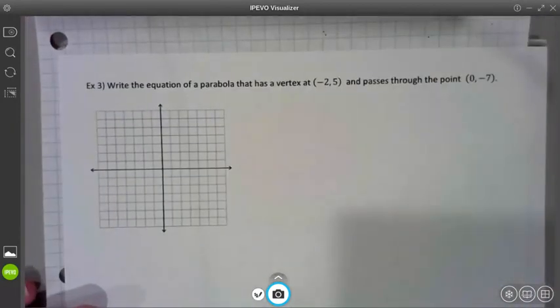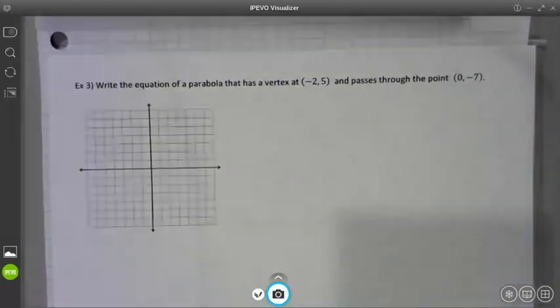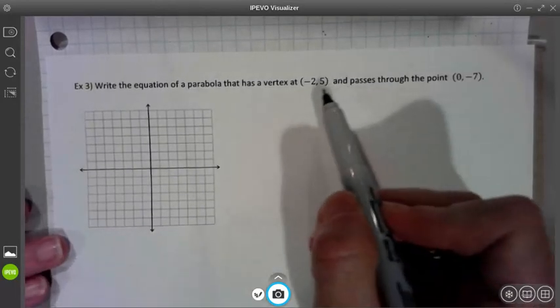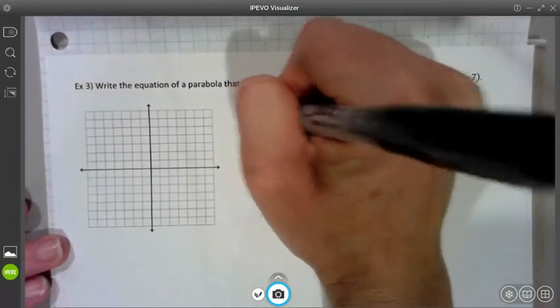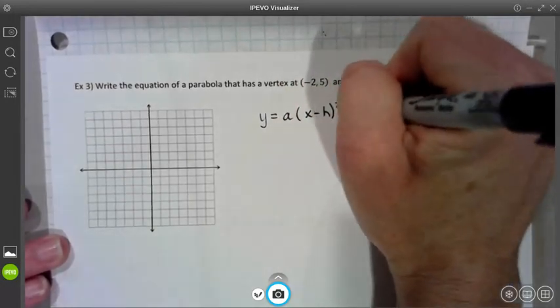So this example says, write the equation of a parabola that has a vertex at -2, 5 and passes through the point 0, -7. So they're asking you to write the equation of the parabola. You have two formulas basically to work off of when you're asked to write the equation of a parabola. You have standard form and you have vertex form. Guys, they gave you the vertex. So your best bet is to take vertex form and plug that information into it.